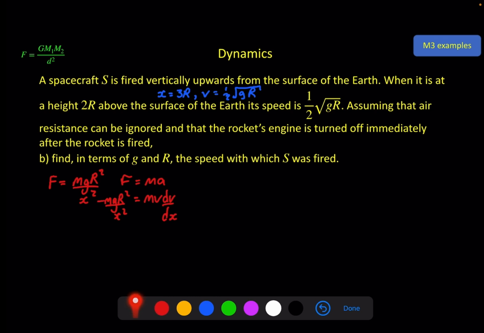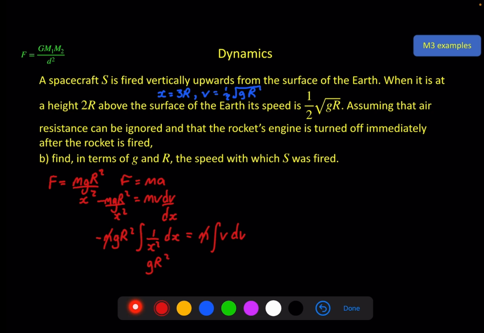Now we do what we did in our previous video, we separate the variables and integrate. So we've got minus m g r squared, all of which is one giant constant, integral 1 over x squared dx must equal m integral v dv. Now I can cancel the m's and integrate. The left hand side, the negative becomes positive when we integrate.